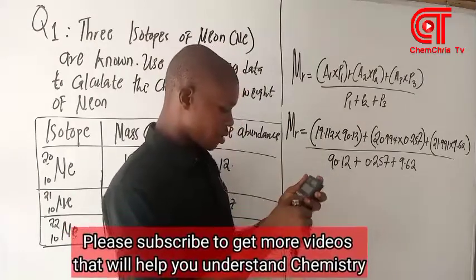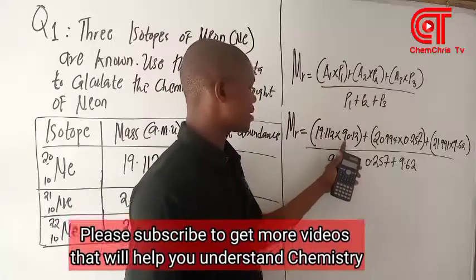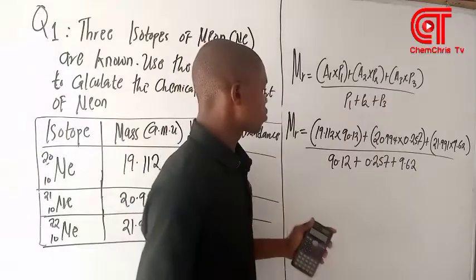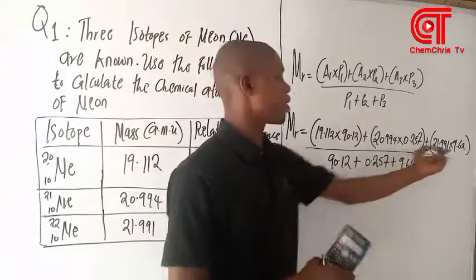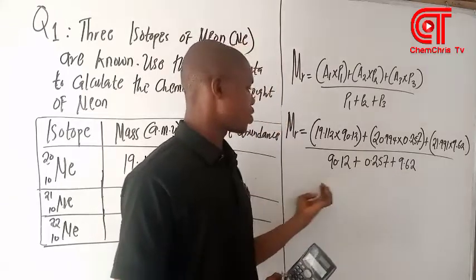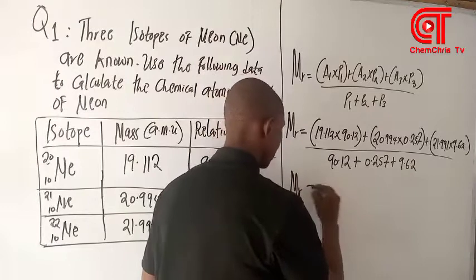Bracket open 90.112 times this plus. So you are going to sum it together. When you finish punching your calculator here, close the bracket, divide by 100. Now when you sum all these, it's going to give you 100. So your final answer is going to be what? MR equals to what?